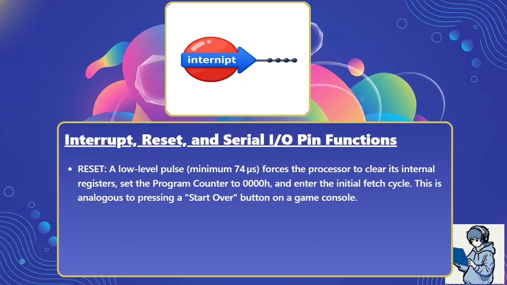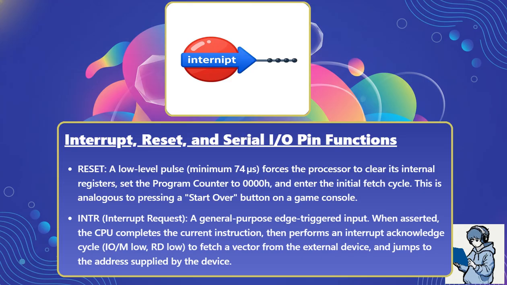Reset: a low-level pulse of minimum 74 microseconds forces the processor to clear its internal registers, set the program counter to 0000H, and enter the initial fetch cycle. This is analogous to pressing a start over button on a game console. INTR, interrupt request: a general-purpose input. When asserted, the CPU completes the current instruction, then performs an interrupt acknowledge cycle, IO/M low, RD low, to fetch a vector from the external device and jumps to the address supplied by the device.